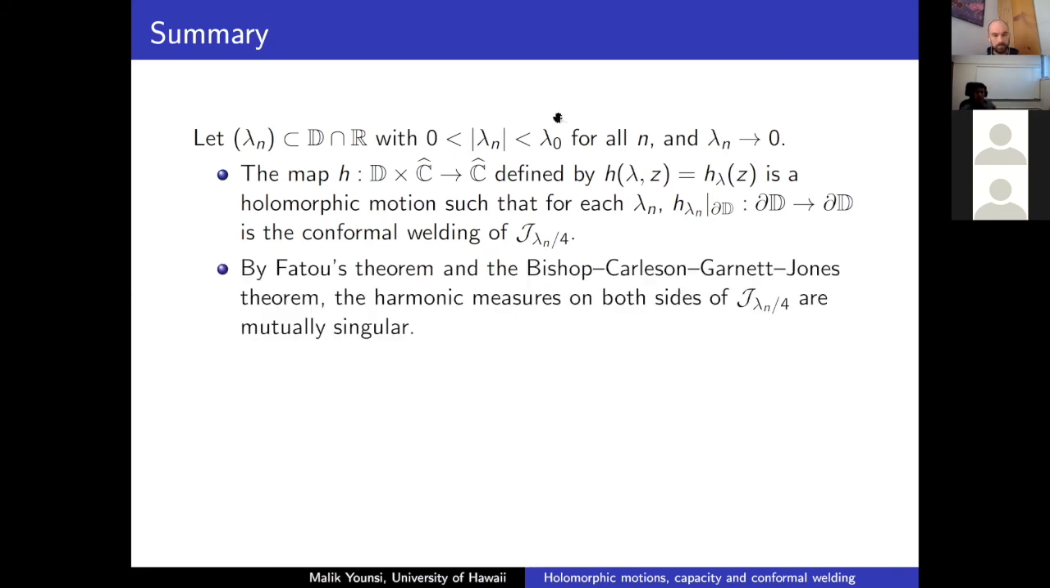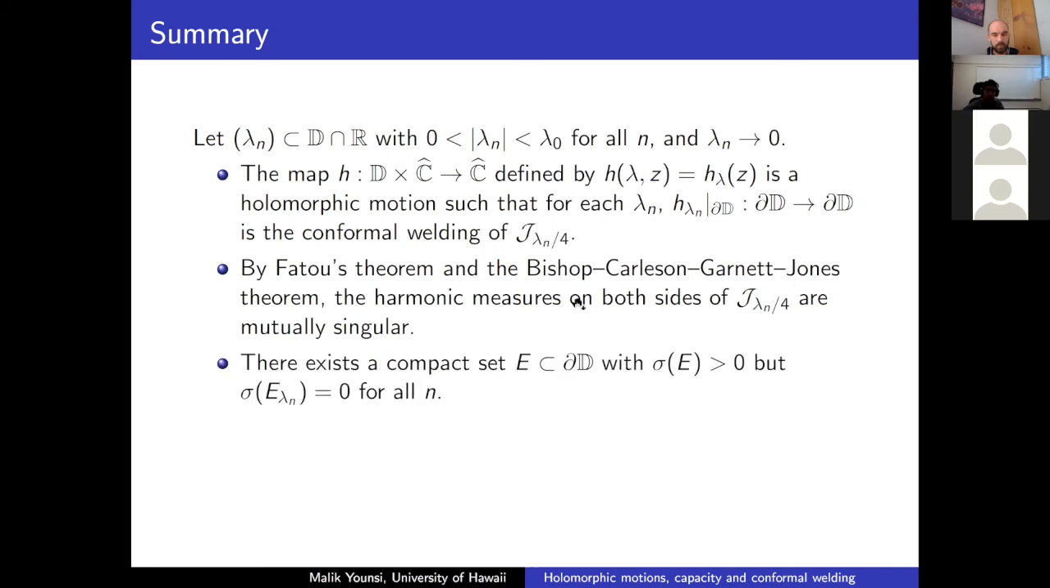Now, by combining Fatou's theorem and the Bishop, Carleson, Garnett and Jones theorem, the harmonic measures on both sides of these Julia sets are mutually singular. And now this implies, by the observation we made, that there's a compact set that has positive length on the circle, but when you take the image of the set under these maps H lambda n, that gives you a compact set on the unit circle that has 0 length. Okay?